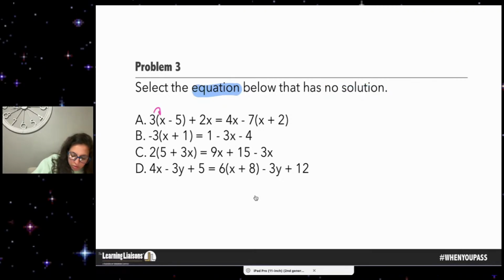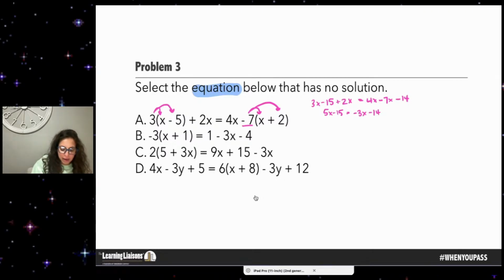I'm going to distribute this 3 all the way through. So I have 3x minus 15 plus 2x equals. And I'm going to distribute this negative 7 all the way through. 4x minus 7x minus 14. 3x plus 2x is 5x minus 15 equals 4x minus 7x is negative 3x minus 14. I'm going to leave it just like that, and I'll show you why in a minute.